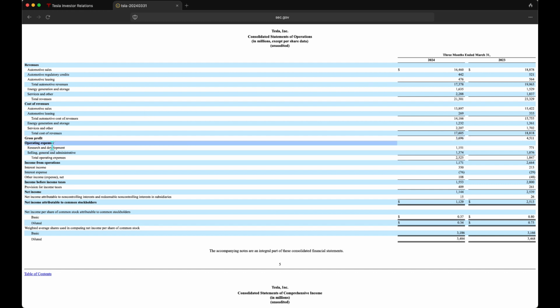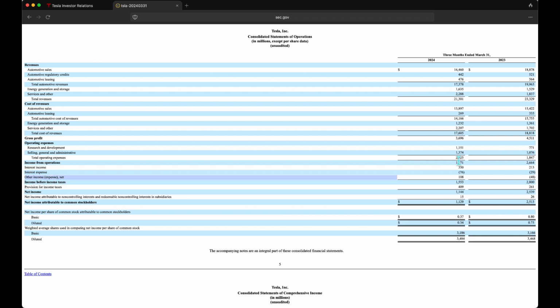But there's more to be incorporated. Here we have the operating expenses. So these expenses included research and development, selling, general and administrative, and the total operating expenses were $2,525 million. So since these are expenses, we subtract that from the gross profit value. The gross profit value being 3696, we subtract 2525 from it, and we are left with the income of $1,171 million. However, Tesla also gained money from interest income and lost money from interest expense alongside other income.